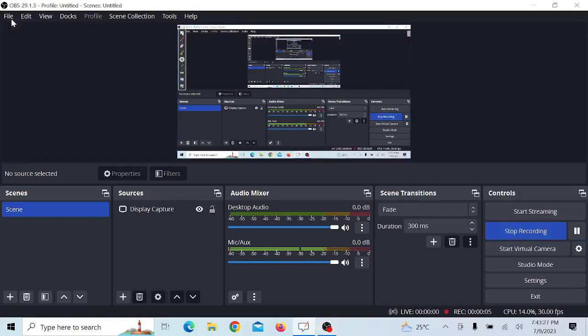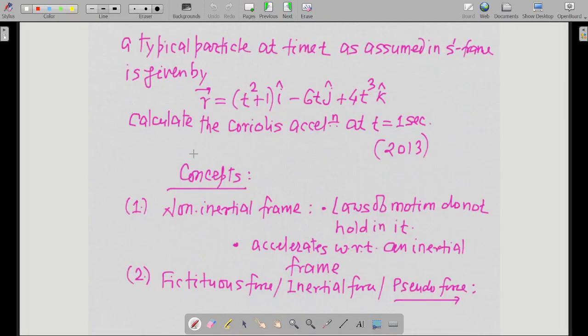Today we will move on towards our next lecture of physics optional, and the concept which we are going to start is that we are going to revise a little bit the concept given as below, that non-inertial frame means that laws of motion do not hold in it. You have already learnt, right, that in non-inertial frame laws of motion do not hold, and non-inertial frame accelerates with respect to an inertial frame. This also you have already learnt, right?